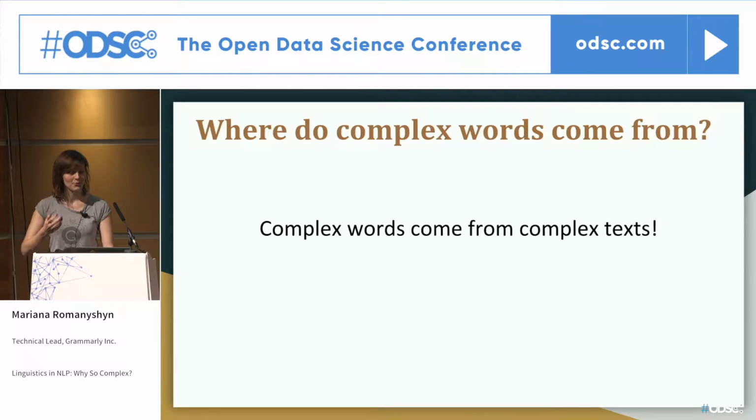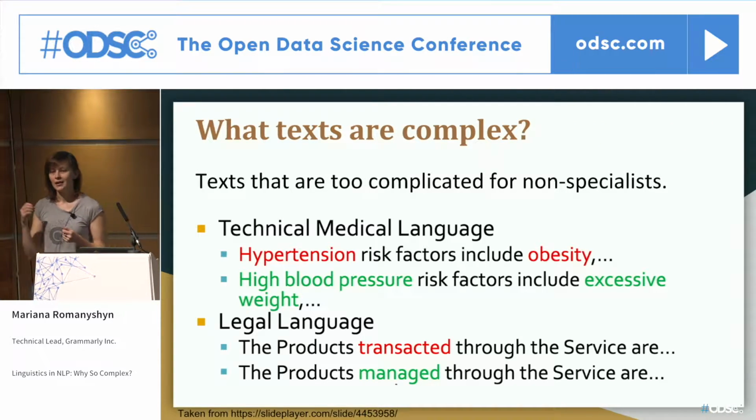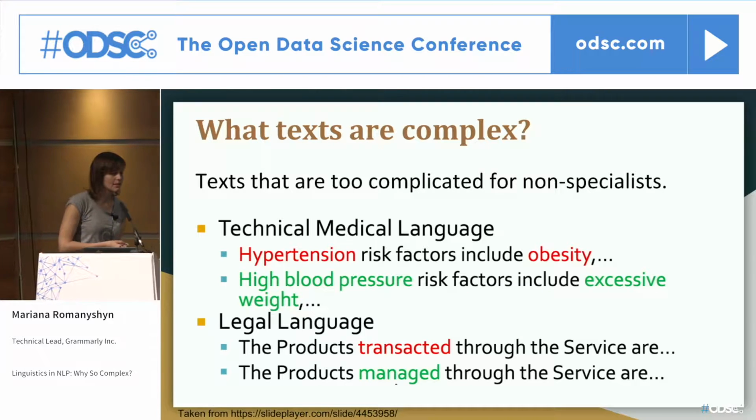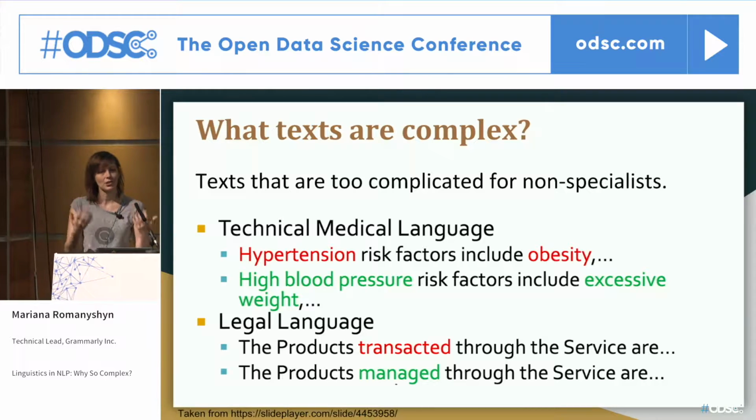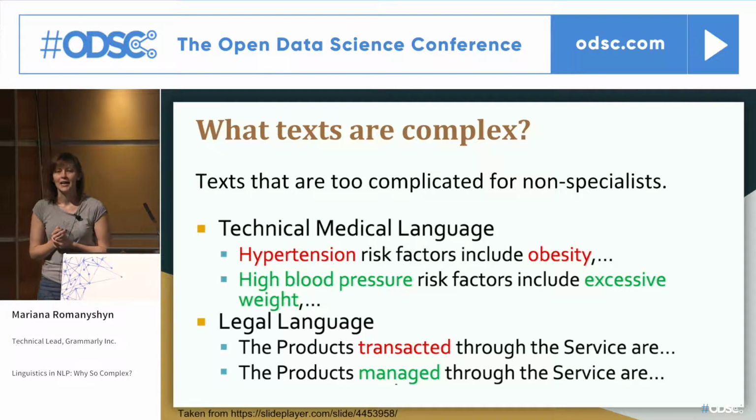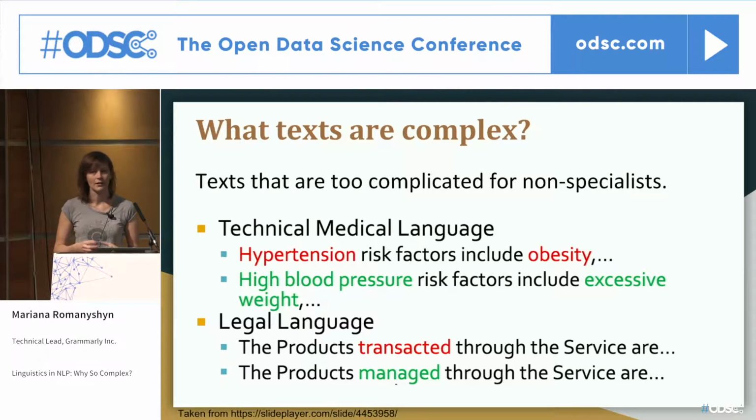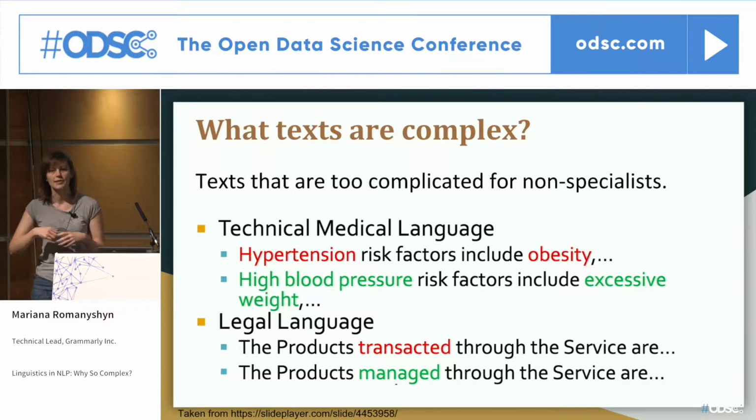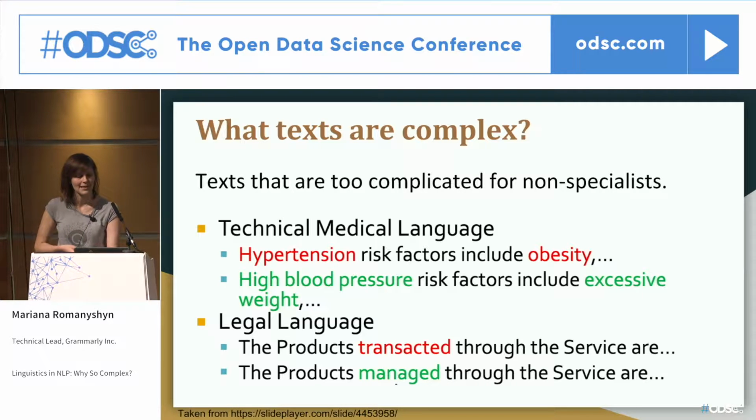And a very simple answer to that: they come from complex texts, right? So the question now is, what are complex texts? The texts that can be complex are texts written in a certain area, and we as non-specialists in that area can have a hard time understanding, like technical texts, medical texts, legal language, and so on. And there are many tools that aim to do text simplification, for example, legal language for everybody to understand, for non-specialists to understand.